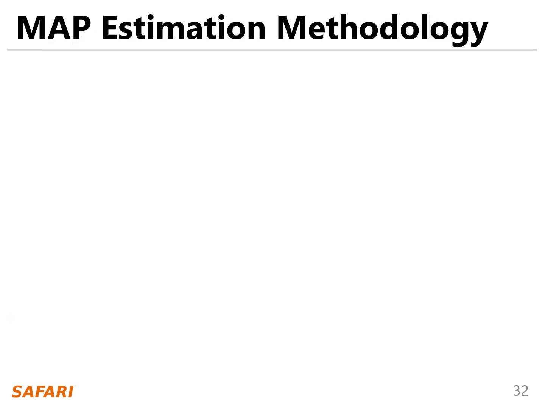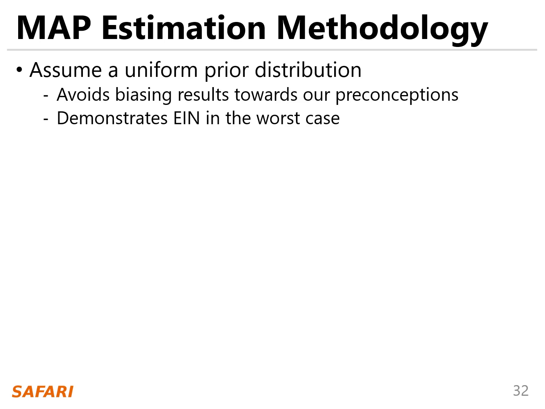Finally, I'm going to cover our map estimation methodology. So we assume a uniform prior distribution, and we do this because it avoids biasing the results of our map estimation towards any preconceptions we might have as to which ECC scheme is more likely.